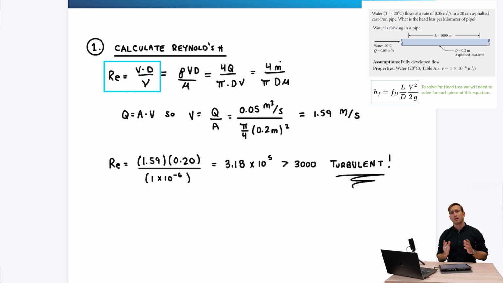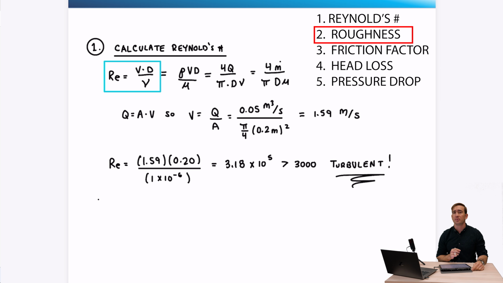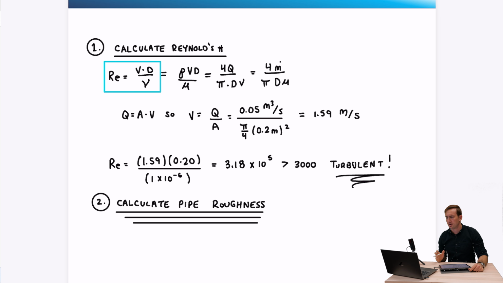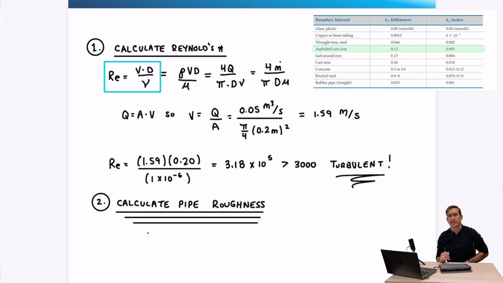Because our flow is turbulent, what we now are going to do is we're going to have to go to the Moody diagram. The Moody diagram requires us to have Reynolds number, which we already have, but it's also going to require the roughness coefficient. So our second step in this problem now is to calculate the roughness coefficient. So how do we calculate pipe roughness? In this particular question, they told us that we have asphalted cast iron as our pipe. Now we know that the roughness coefficient, Ks over D, is going to be what we need for our graph.